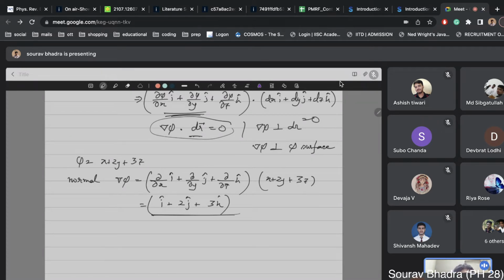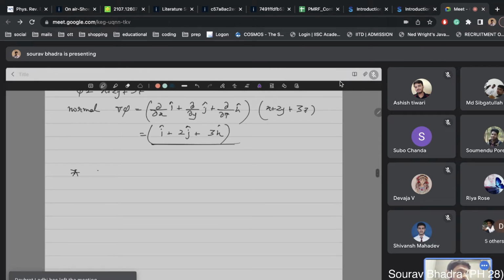Now if you want to calculate the unit normal, then you have to divide this by the magnitude of this particular vector, nothing more. So the main point, always remember that grad phi is always perpendicular to the surface phi. Whenever phi is given, you can just calculate the grad phi, that will be the normal, or parallel to the normal, of the surface.